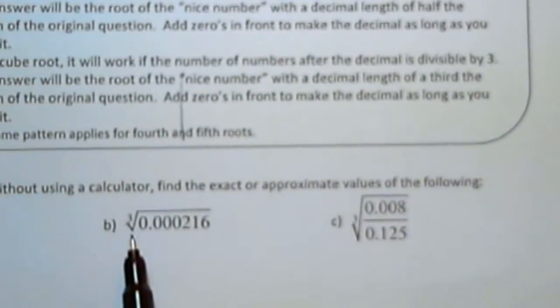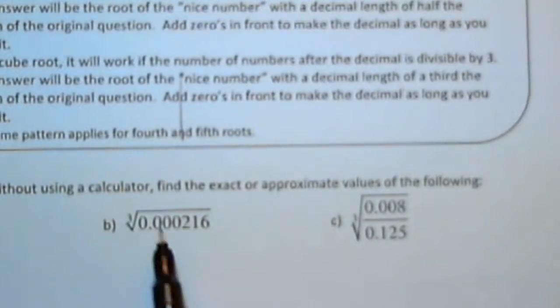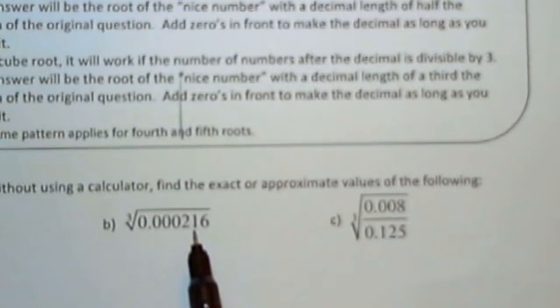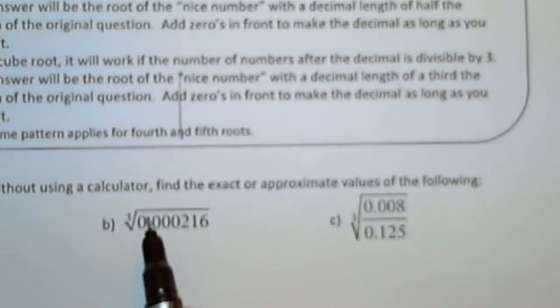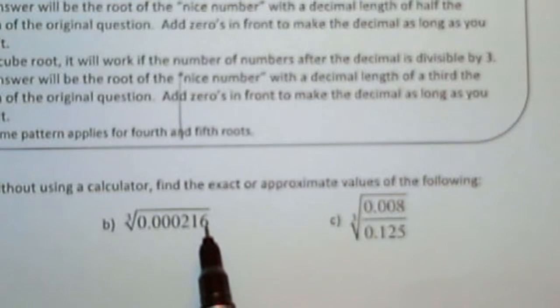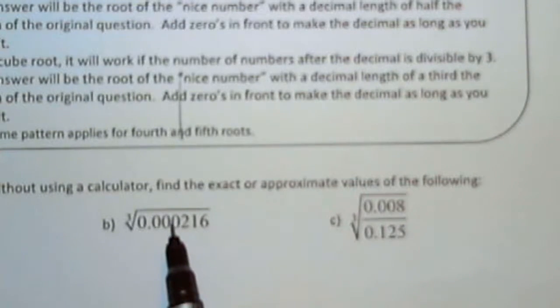Now for this next one, it's a cube root. Is 216 on our cube root list? And it is. For cube roots, we need the number of decimals inside the root to be divisible by 3. So 3, 6, 9, 12. We have 1, 2, 3, 4, 5, 6. So we're good. Now what's the cube root of 216?